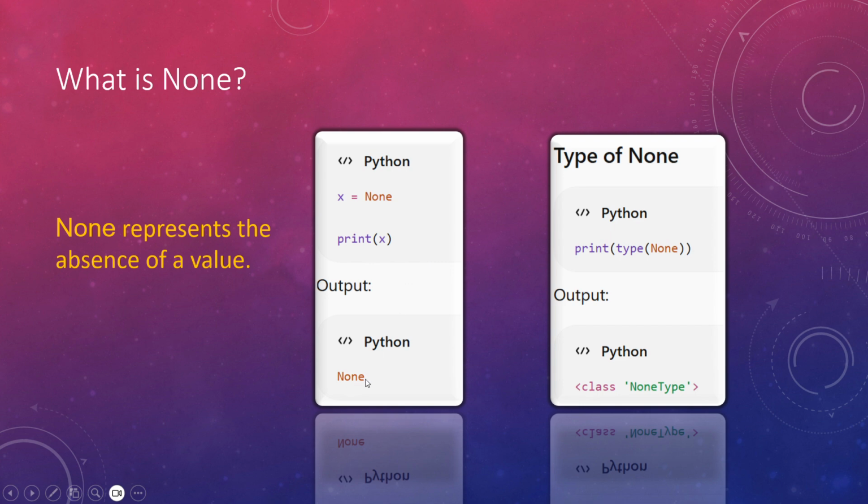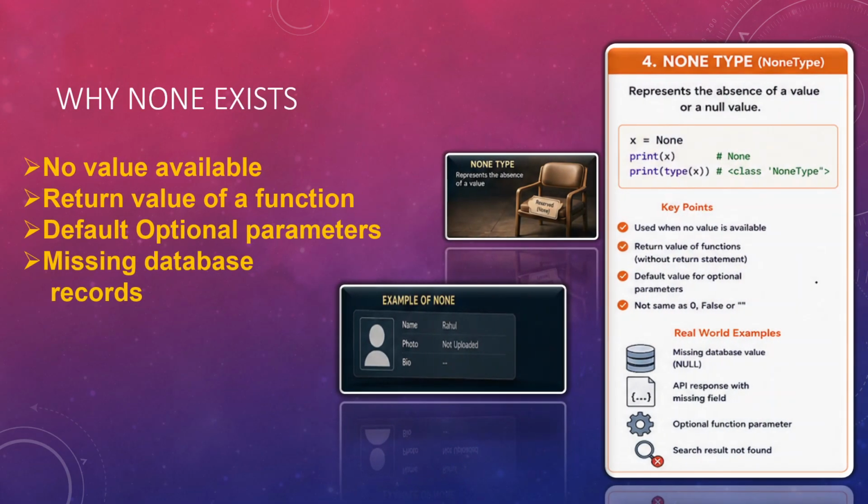So here, if you see x is equal to None, print x, None. Now print type of None, NoneType. That means Python understands that the value is absent. Okay. Why does None exist? Because when no value is available, we just reserve that space as None. So as soon as the user inputs his age, that None will be replaced by the value that the user has sent or updated. Okay.